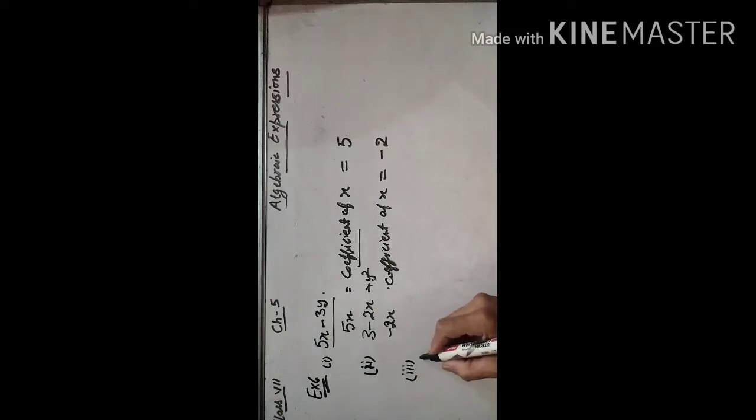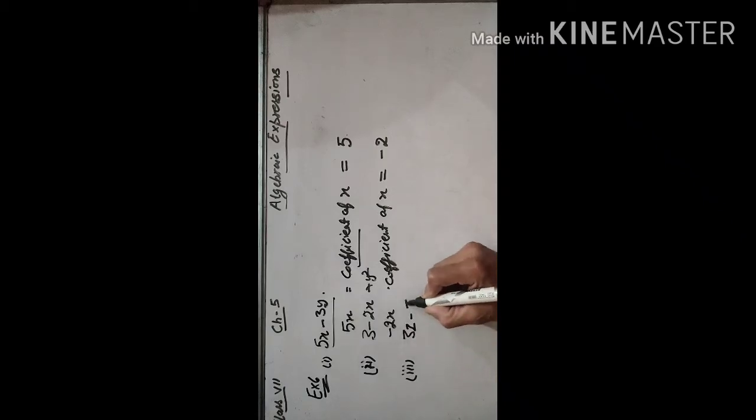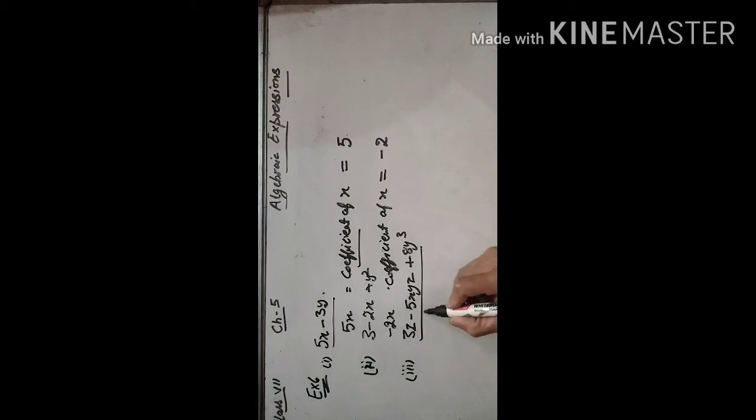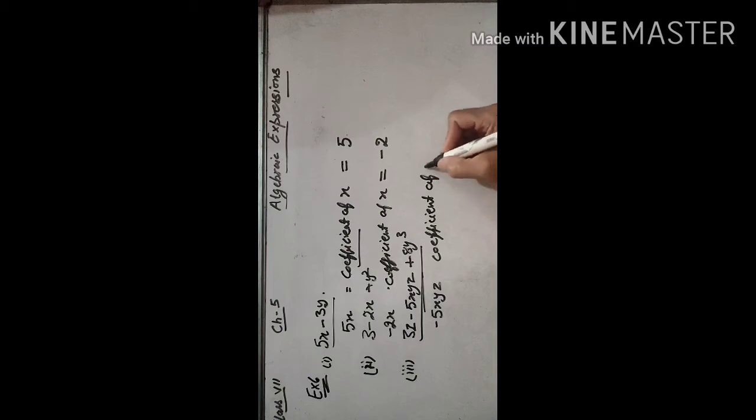Third expression is 3z minus 5xyz plus 8y cube. In this expression, the term containing x is minus 5xyz, and the coefficient of x is minus 5yz, because x is multiplied with minus 5, y and z. So the coefficient of x is minus 5yz.